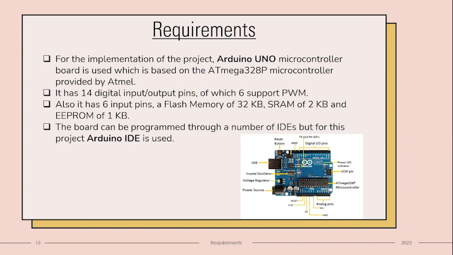An Arduino board consists of digital and analog pins. It has many parts, which we can see in the Arduino board diagram.